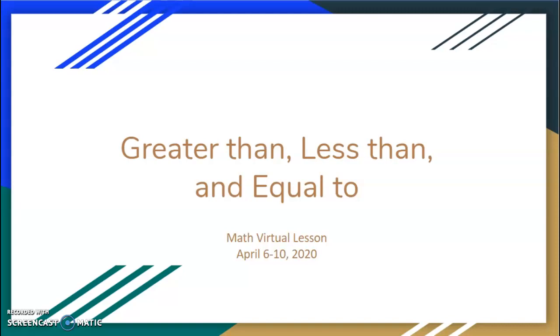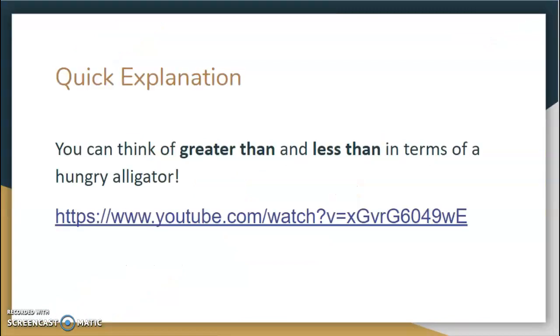So we talked about this a little bit before. We talked about greater than, less than, and equal to. So we're just going to touch on what that means again, just as a quick review, and then we're going to talk about some example problems, and then I'm going to let you know what you're going to be doing for this week, okay? So a video that we have with a quick explanation is by Jack Hartman from YouTube.